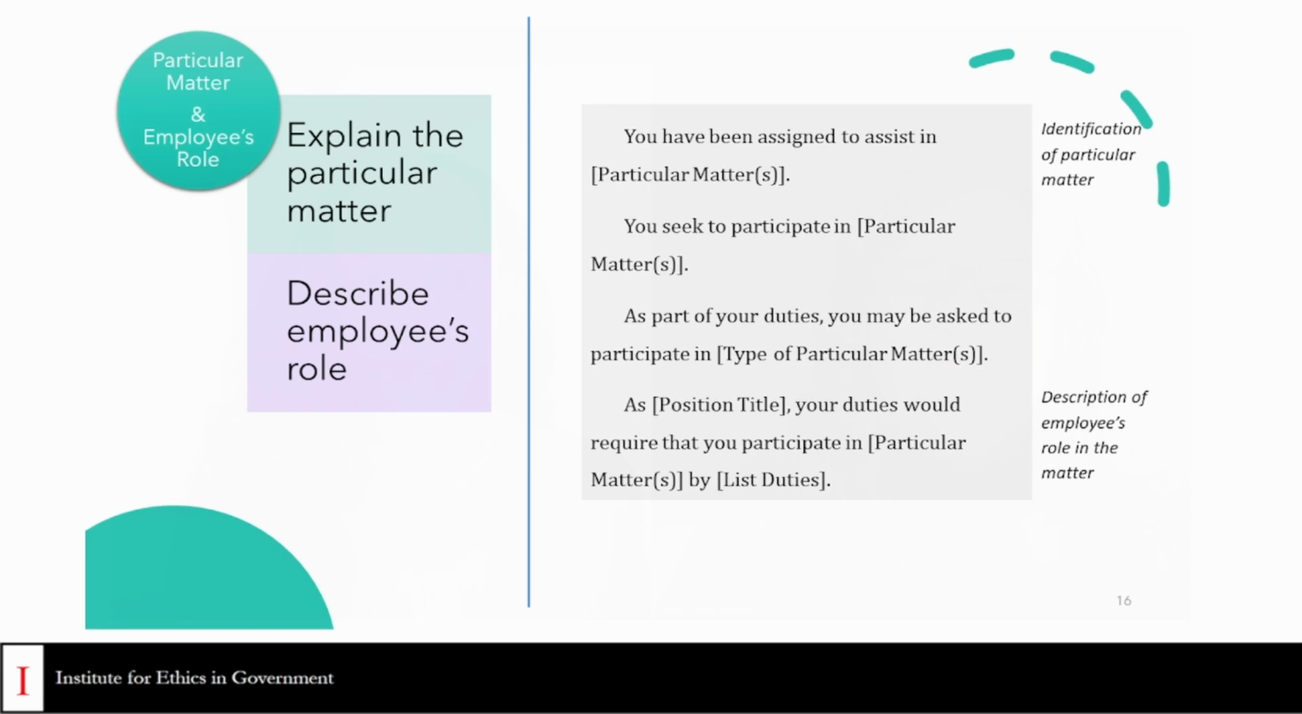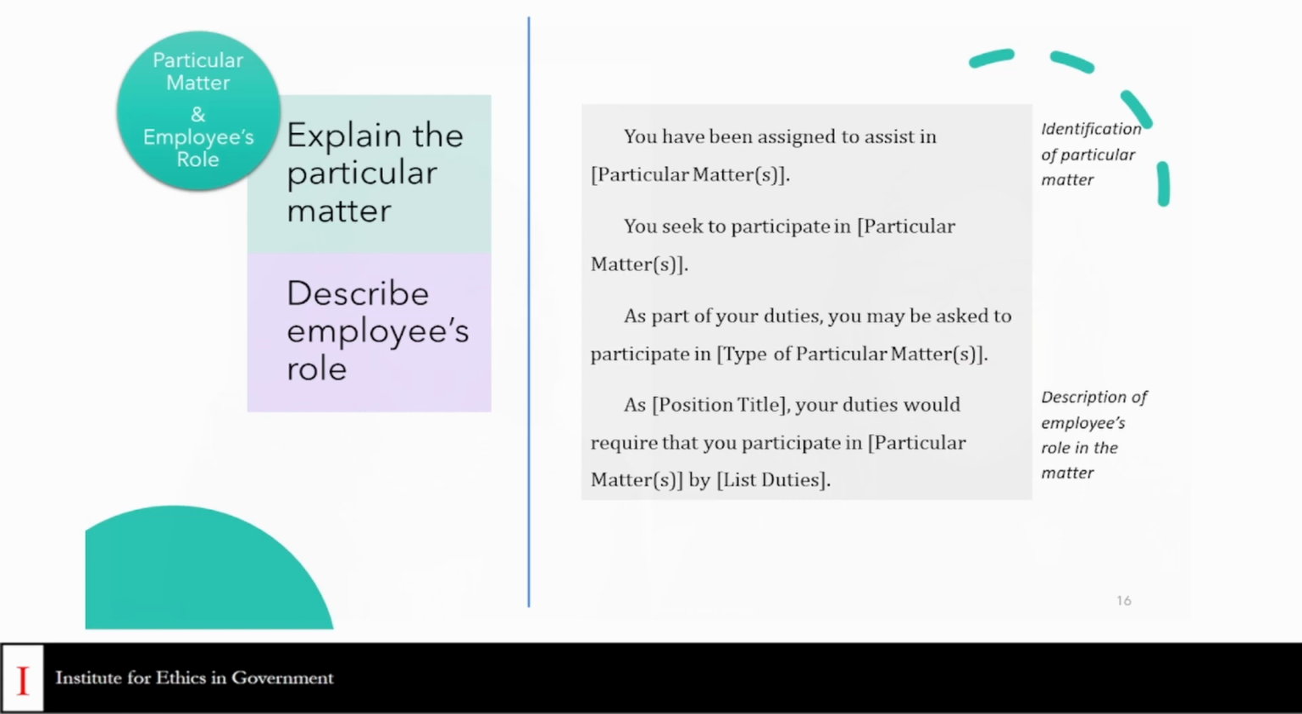Next, describe the employee's role in the matter. This paragraph should describe the employee's role in the particular matter, such as their very specific duties, and include any limitations on the types of activities that they can engage in. We will be discussing limitations in greater detail later on in this presentation.